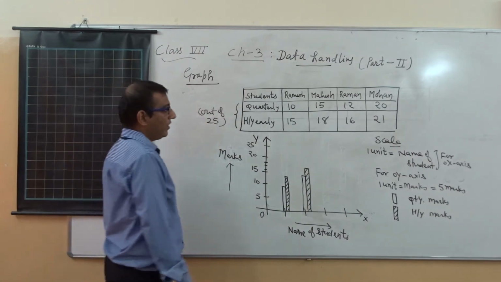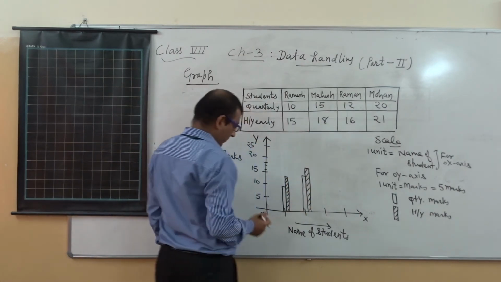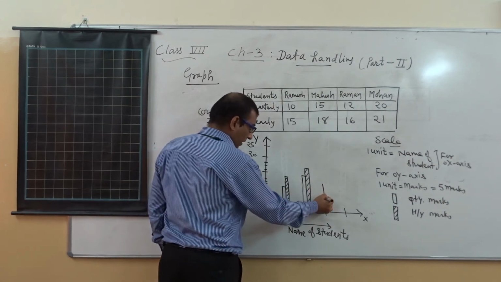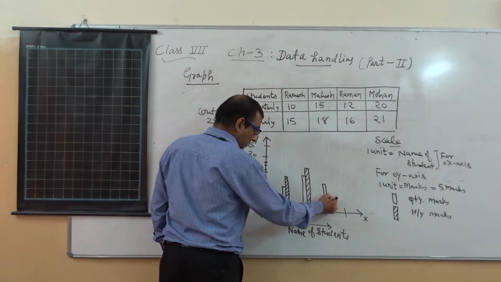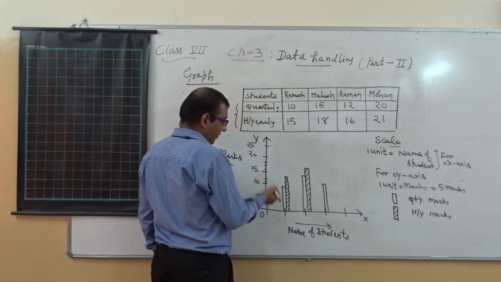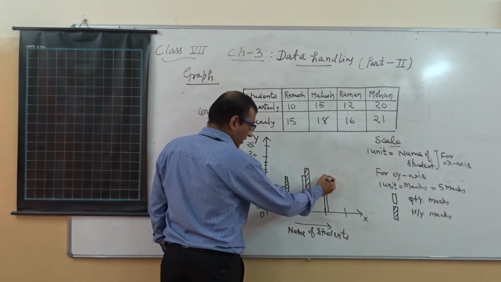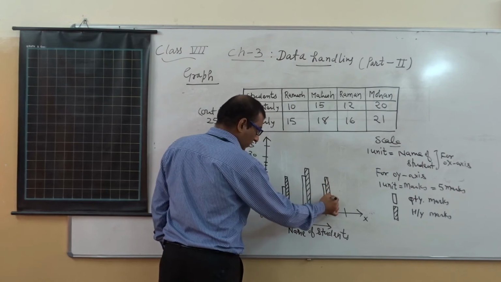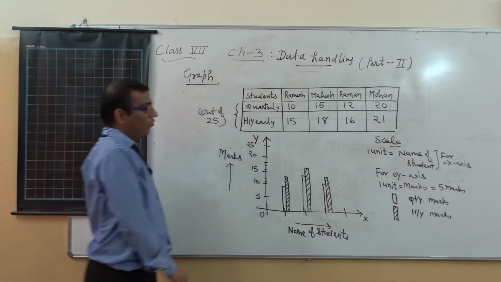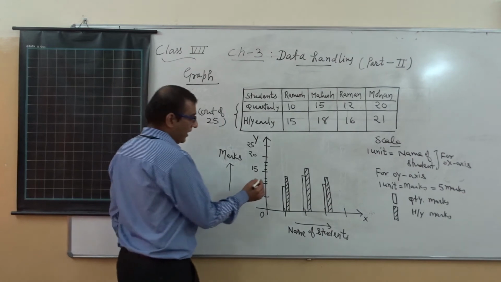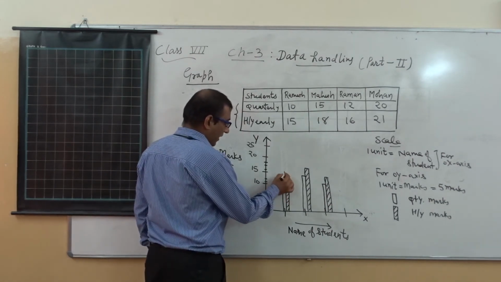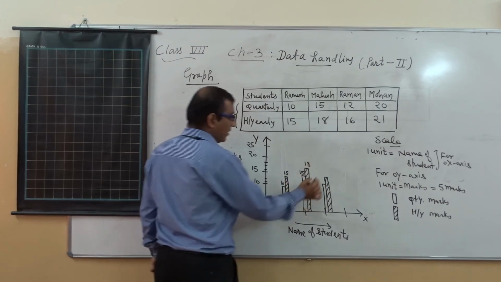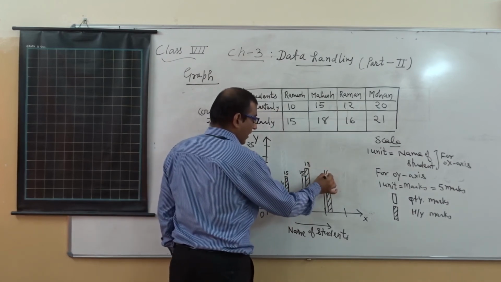Same for Raman. Raman is getting 12 marks. So this is 11, this is 12. So we will make a building here. And then 16 marks. 16 will lie here. So this is the building. These are the two buildings related with Raman. And if you want to indicate here, no problem. We will indicate 10, 15, 15, 18, 12 and 16.